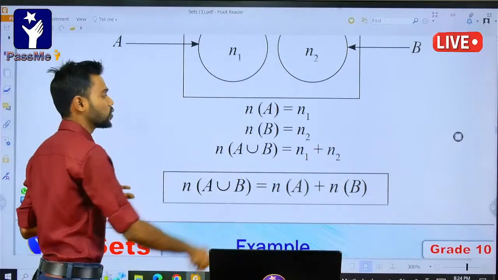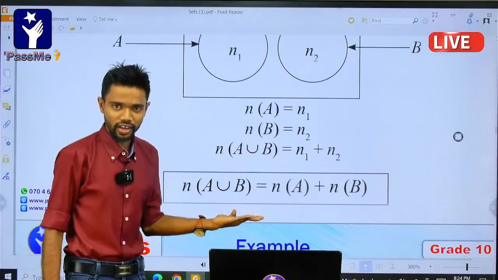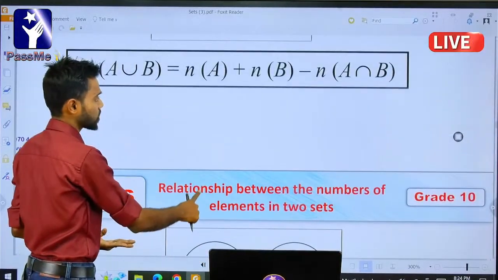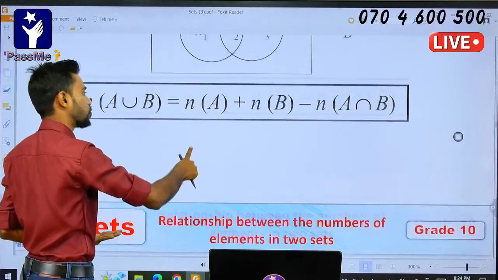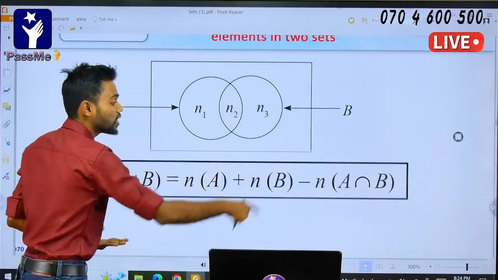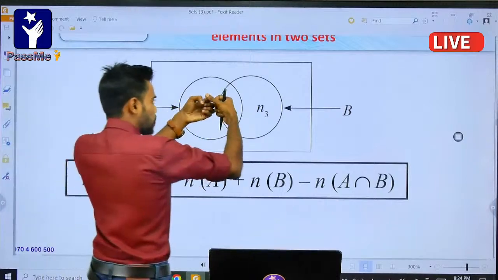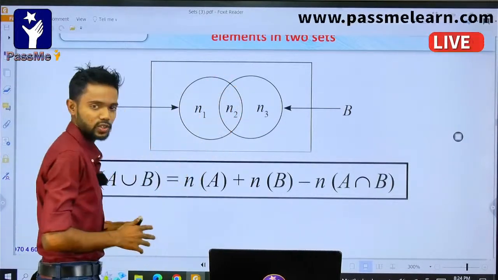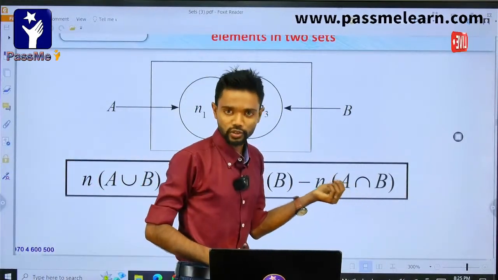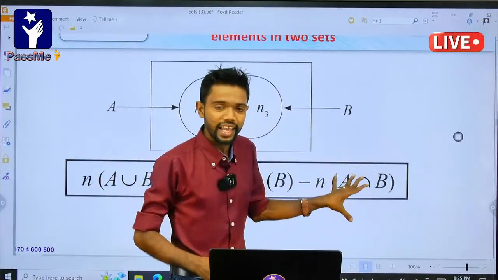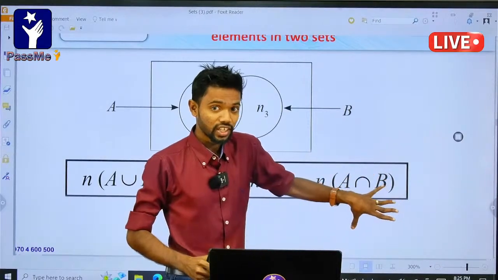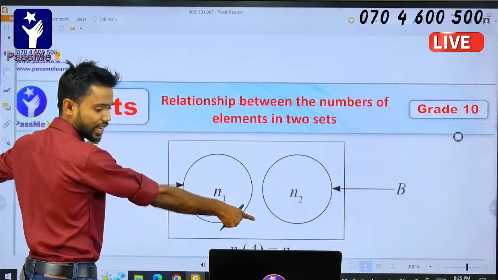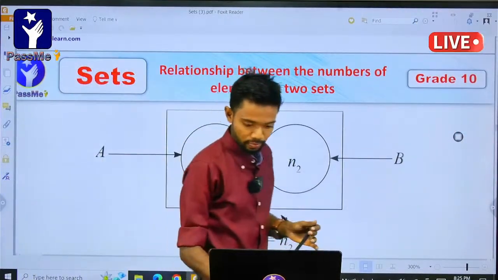So this is what you need to know. But you don't actually need to remember this one, because if you know the previous equation, which is the fundamental equation of sets, and you know the meaning of each and every term, then once A and B are separate from each other, you know that this term will go to 0. So there is no term like A intersect B if you have a Venn diagram like this. Clear? I hope this is clear.